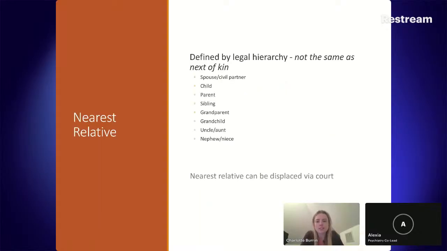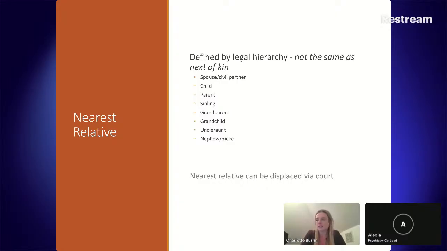So I touched on nearest relative earlier on. This is an important sort of legal concept set out in the Act. Slightly different from next of kin, which would just be sort of a nominated relative of a person. And this is actually like a specific legal hierarchy. I've listed the order here. So this would be sort of starting from the top, and if the person doesn't have that relative, then it would move down the ranks.